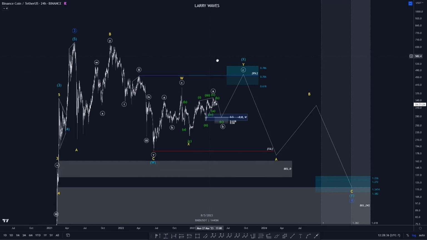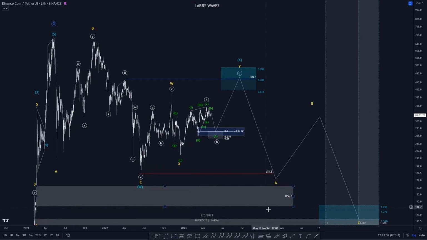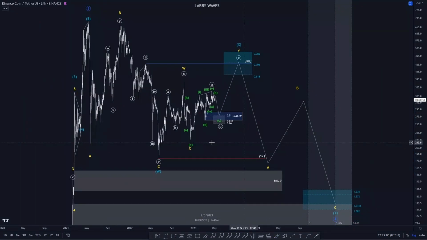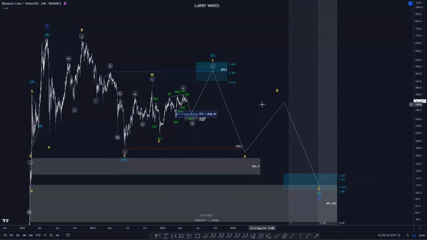First one is just a WXY combo, where this was a B, C, a flat, a three-way move down, three-way move up, five-way move down for a flat. And I really still think this high is going to be taken, and we're just going to come up, take it, and then come back down. But as of right now, this is what I'm expecting for the higher time frame.